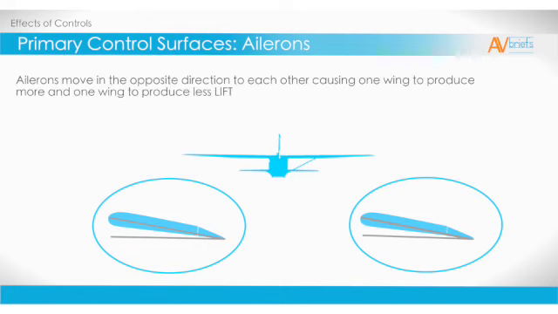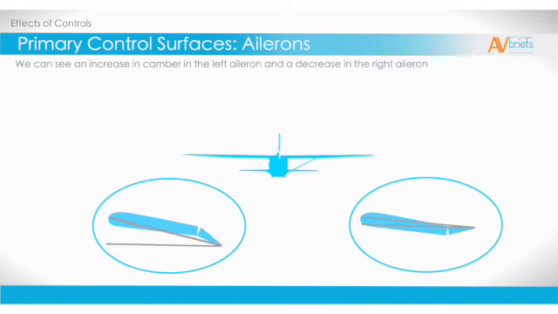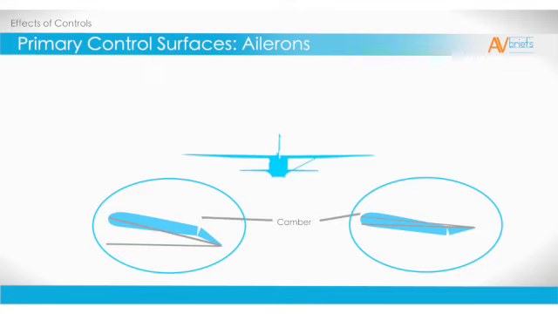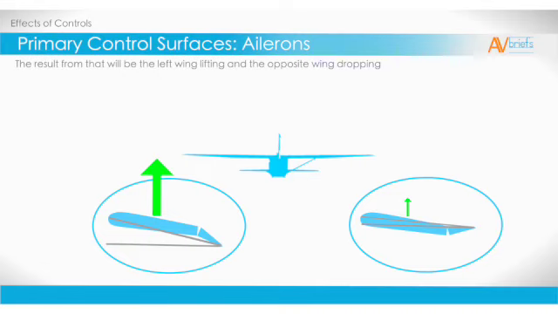Ailerons move in the opposite direction to each other, as you can see in this diagram. This causes one wing to produce more, and one wing to produce less lift. You can see the left side aileron moving downwards, creating more camber. The right side aileron is moving upwards. This reduces the camber. An increase in camber will produce more lift and a decrease in camber will produce less lift. And so now, we have one wing creating more lift and the other wing creating less lift. The result from this will be the left wing lifting and the right wing dropping down.